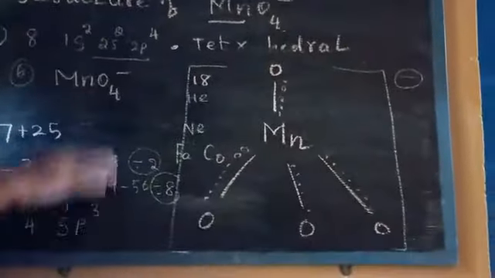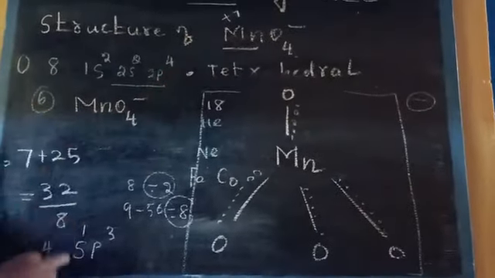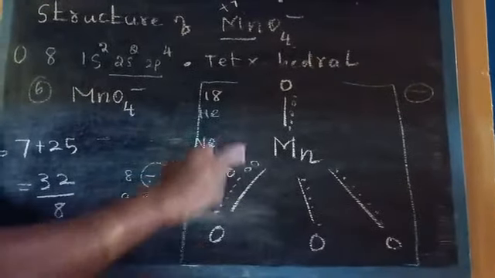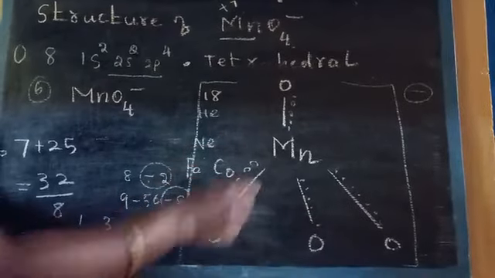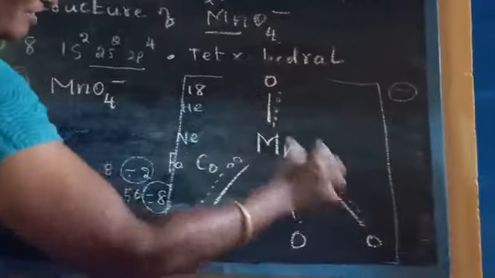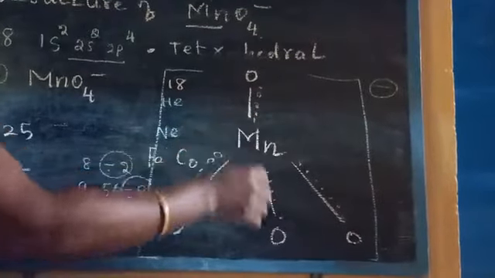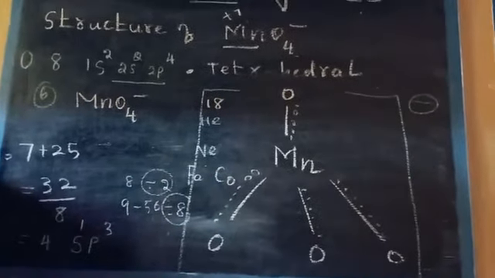Okay children, now recall the structure. It is tetrahedral, plus 7 oxidation state, geometry sp3. Mn is surrounded with 7 bonds, oxygen is surrounded with 2 bonds. This dotted line indicates delocalized pi electrons, and the bond lengths are equal. Within this 1, 2, 3, 4, the bond lengths are equal.